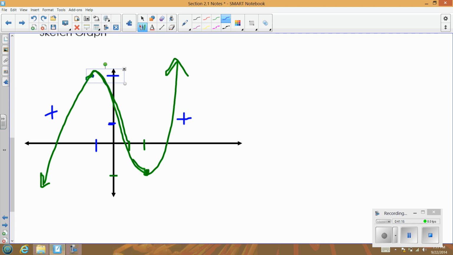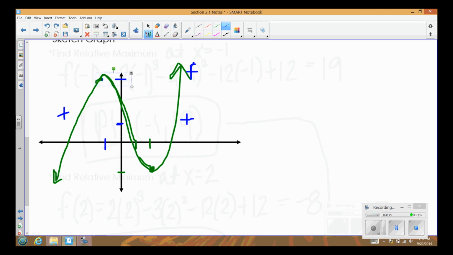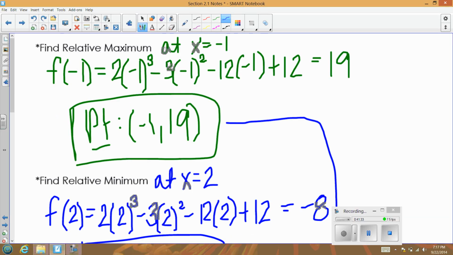So this is just a rough sketch. If you wanted to find more points, then you would just plot some extra points, but this just kind of gives you a rough idea of what the graph should look like. So let's do another example just to kind of give you a feel for this. So let's look at another one.